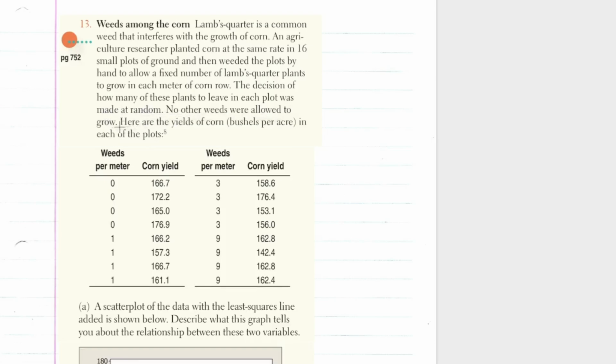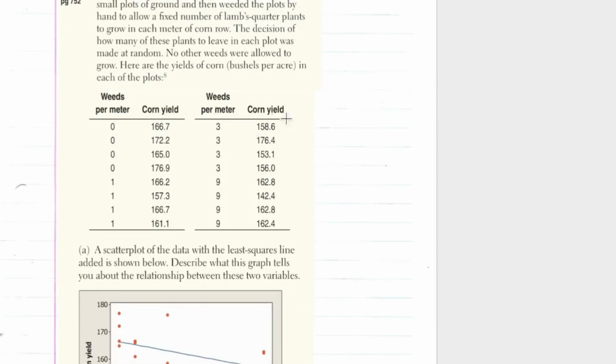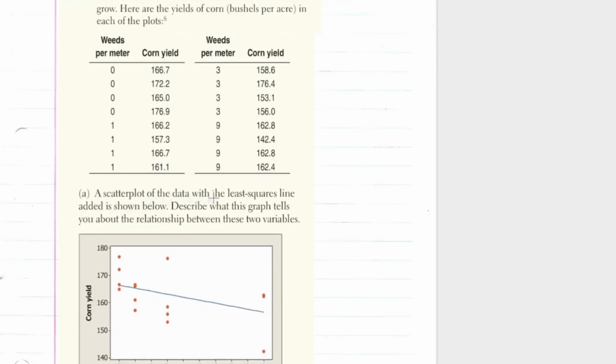No other weeds were allowed to grow. Here are the yields of corn, in bushels per acre, in each of the plots. So here's the data that we were able to get. A scatter plot of the data with the least squares line added to it is shown below. Describe what this graph tells you about the relationship between these two variables.